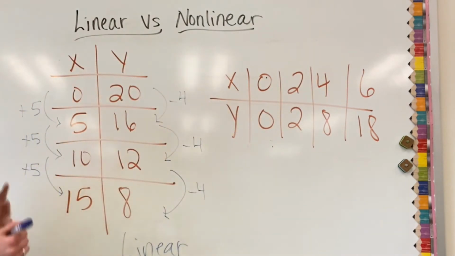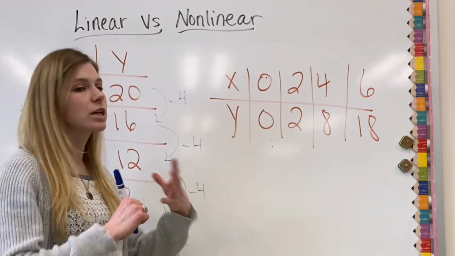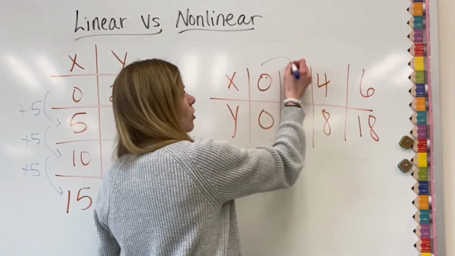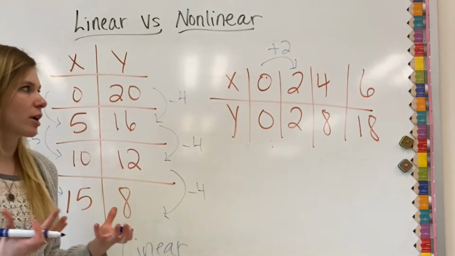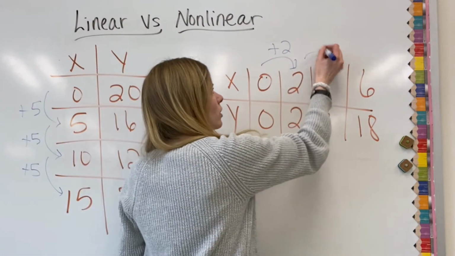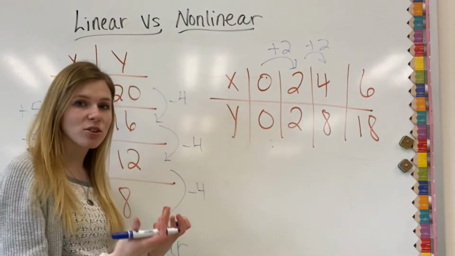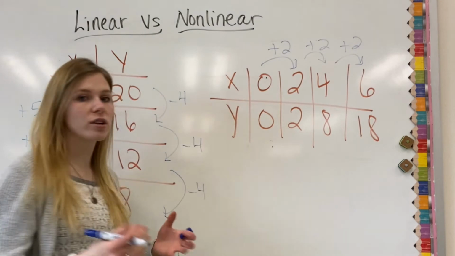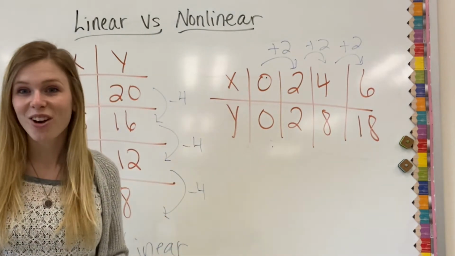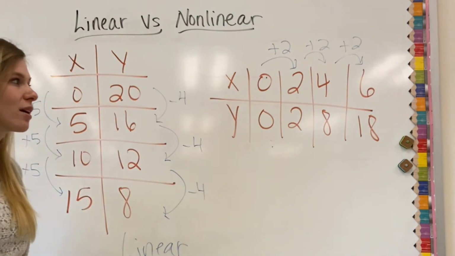So in this one, taking a look at my domain, I'm going to go from 0 to 2. So I'm increasing by 2. 2 to 4. Again, I'm increasing by 2. 4 to 6. I'm increasing by 2. Awesome, I have a constant rate of change in my domain, but we're not done.